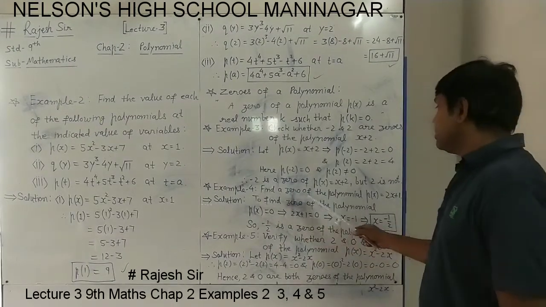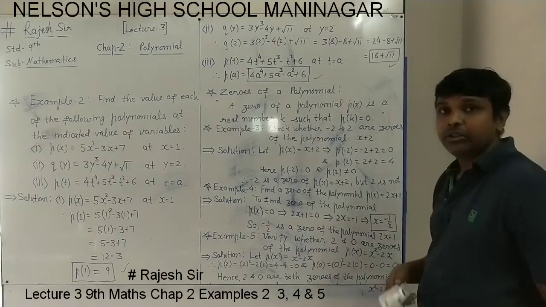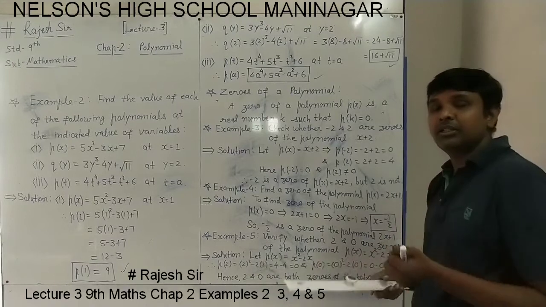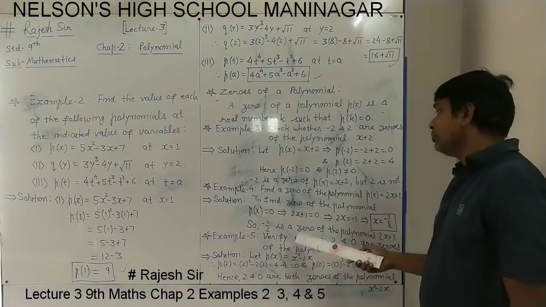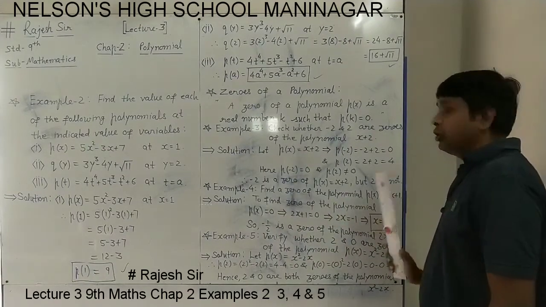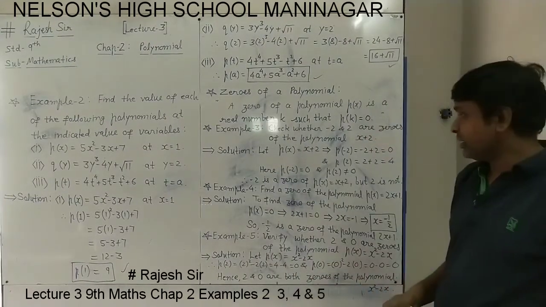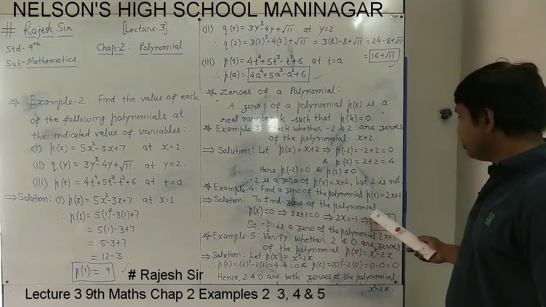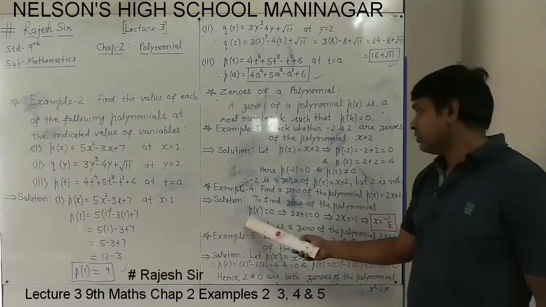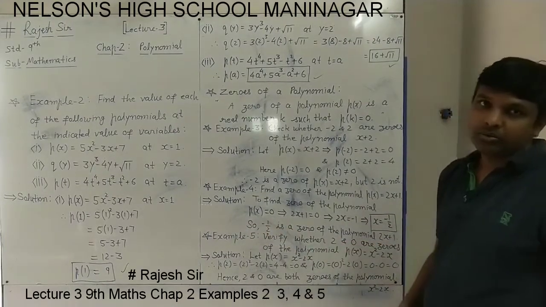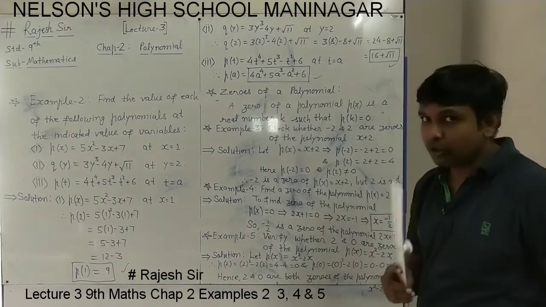Next, example 4: find a 0 of the polynomial p(x) = 2x + 1. Now, if you are not given a number to check, you need to find the 0 of the polynomial. This is the question actually: how to find the 0 of a given polynomial. So to find the 0 of the polynomial, whatever polynomial you have in the question, take that equal to 0. So we will start with p(x) = 0.